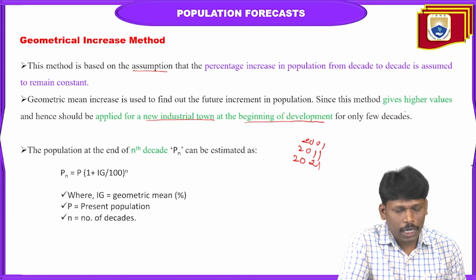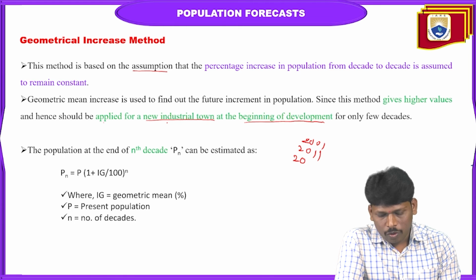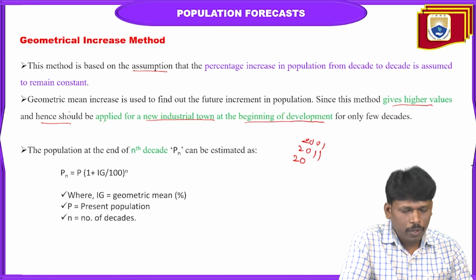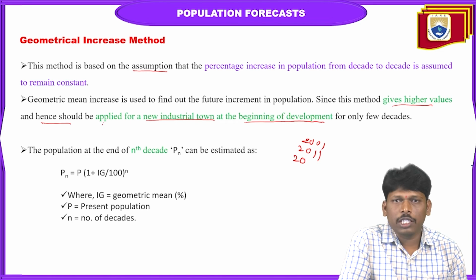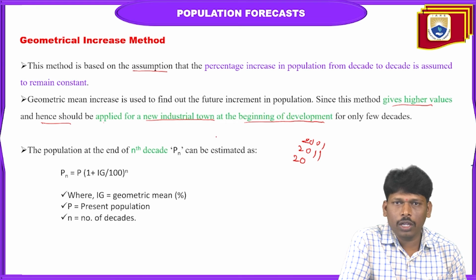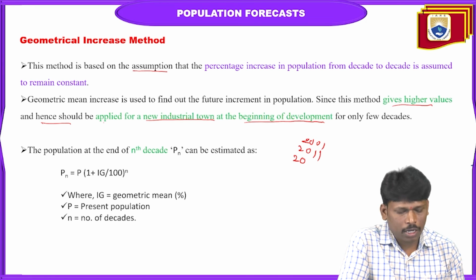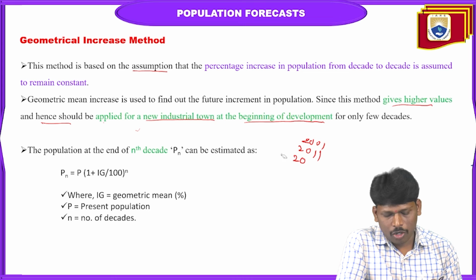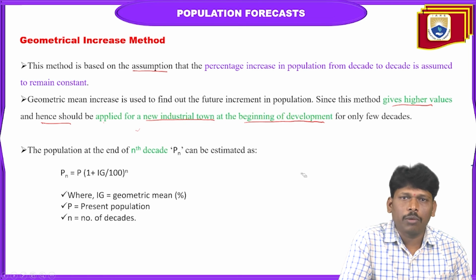Since this method gives a higher value, it should be applied only for new cities. This method will give a higher value compared to the arithmetic increase method, so it is particularly stressed that it can be applied only for newly developed cities. For example, we can consider the capital region of Andhra Pradesh. Because that is going to be developed newly, we can use this method to estimate the population for the n number of decades.